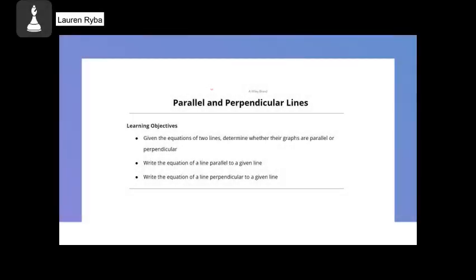Now I know this section is a little bit longer, but this is the last part we're going to work with, which is parallel and perpendicular lines. So we're going to determine, are our lines parallel or perpendicular, and how do we write parallel and perpendicular lines to a given line.